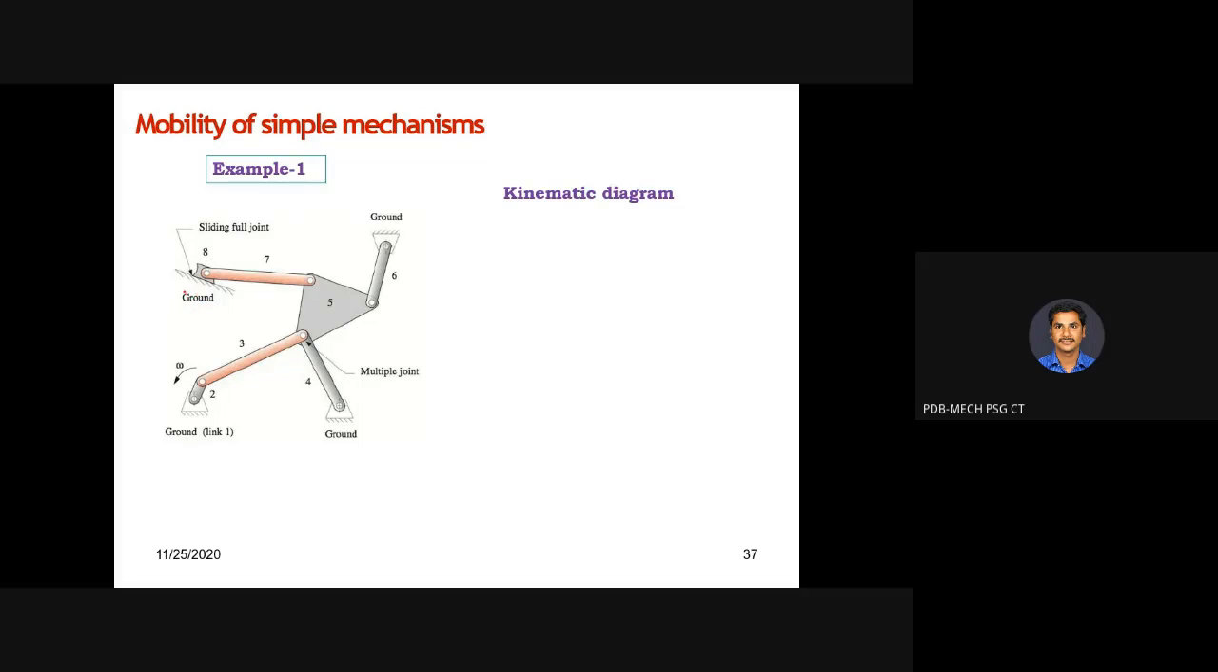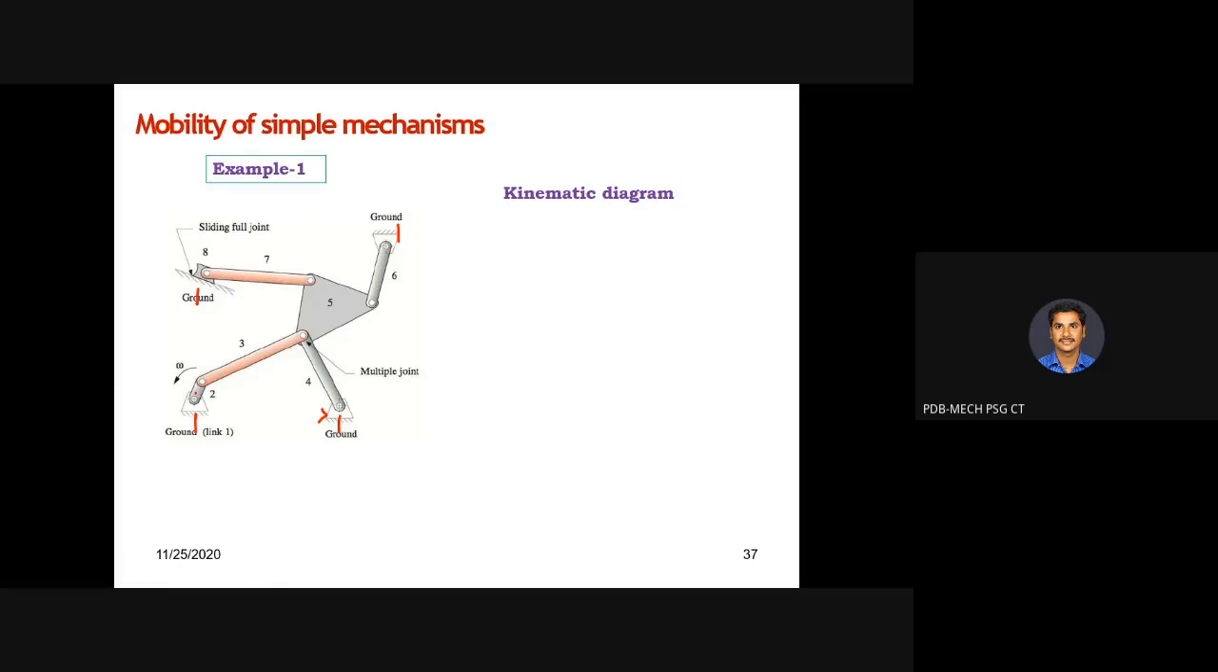Here one ground is there, so let it be link 1. Link number 6 is attached to the ground. Similarly, slider 8 is attached to the ground, and link 2 is attached to the ground, and 4 is attached to the ground. So likewise, we have a frame 1.